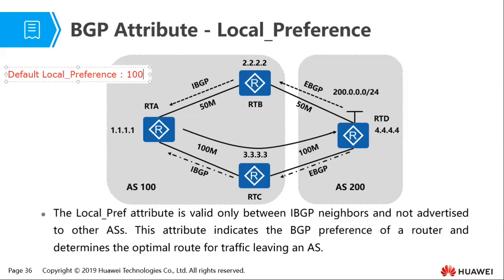Now, if we want this traffic to pass through RTC, we configure the local preference to a higher value, e.g. 200. With BGP, a larger local preference value indicates a higher preference. So the router will select the route with the largest local preference attribute value as the optimal route.